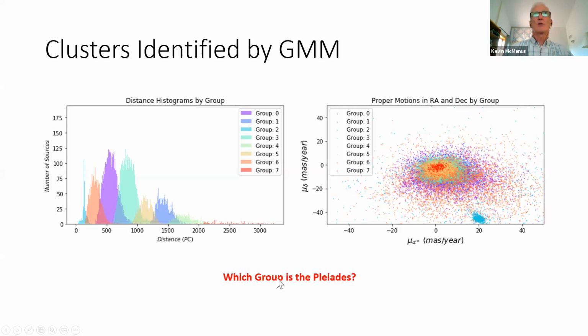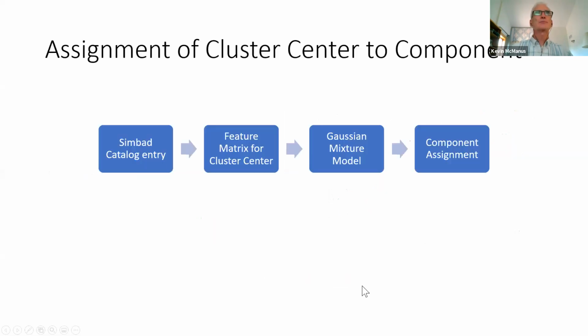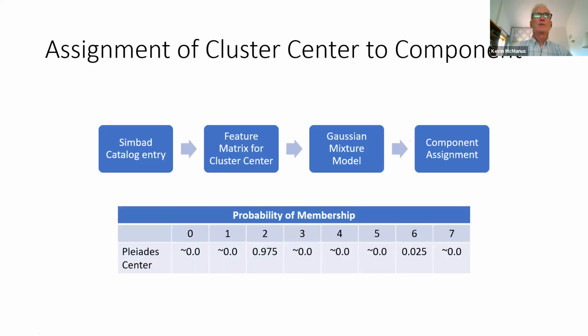Okay, so to answer the question, which group really belongs to the Pleiades, we can go back to SIMBAD and dredge up our SIMBAD entry for the Pleiades. The information in that catalog entry is enough to produce the feature matrix for the cluster center. So we take that feature matrix, we slam it through our optimized mixture model, and then we can figure out which component to assign the cluster center to. And if we do that, we get the following results.